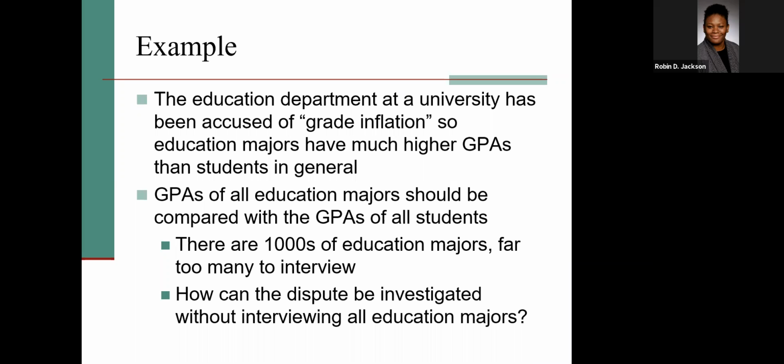But basically, here's the example. The education department at a university has been accused of grade inflation. So someone is saying, hey, education department, you guys are inflating your grades. That's why education majors have higher GPAs than the general student body, okay? Ultimately, what they say should happen is the GPAs of all education majors should be compared with the GPAs of all students. But the thing is, there are thousands, not just 1,000, but thousands of education majors at this particular university. So that's far too many to interview.